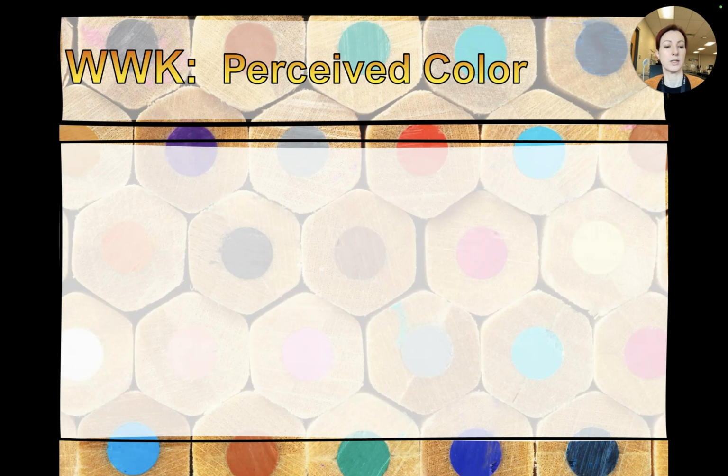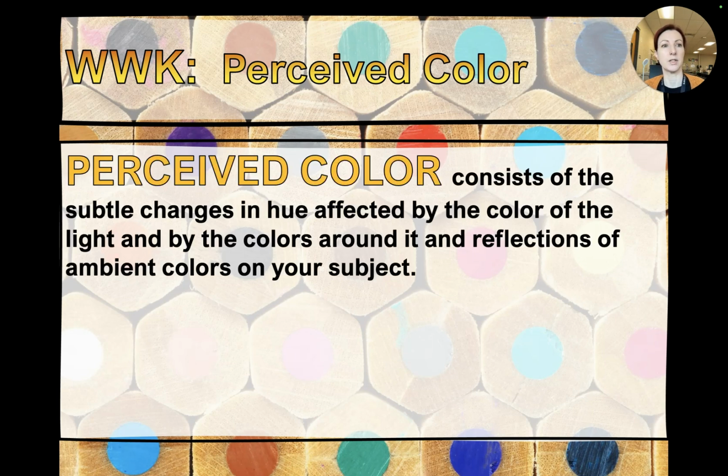The second is perceived color. Perceived color consists of the subtle changes in hue affected by the color of the light and the colors around it and reflections of ambient colors on your subject. So if there is a blue light next to me right here and it's shining on my face, it's going to change the color of my face and have a blue tint to it. So you would perceive my skin tone to be a lot more blue.